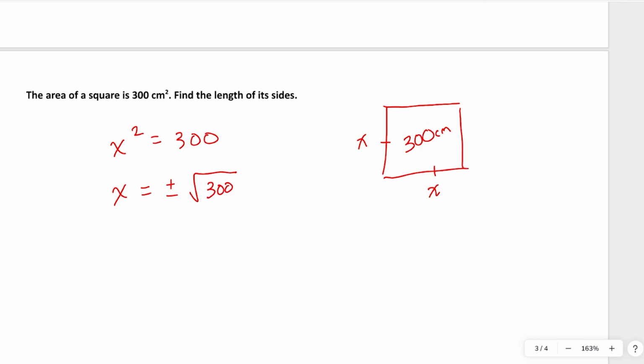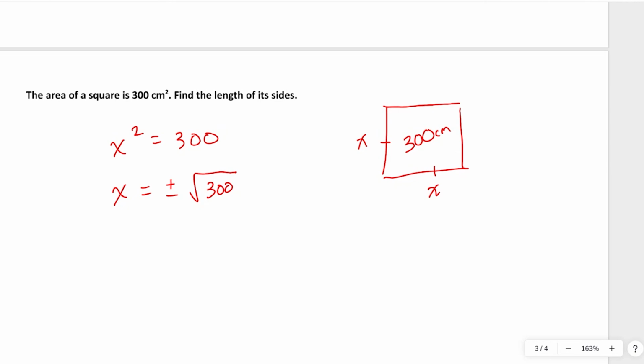The other thing I want you to consider here is that because we have some context built around this problem, we're trying to find the side length of this square. It doesn't really make sense to have a negative side length on a square. And so in this context, we're not going to accept negative root 300 as a solution because it doesn't make sense with the context of the problem.